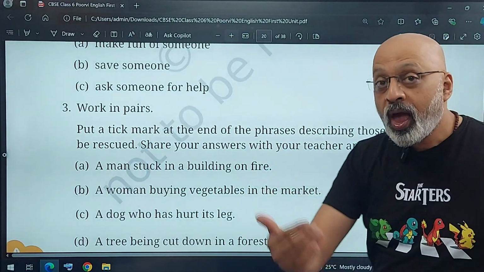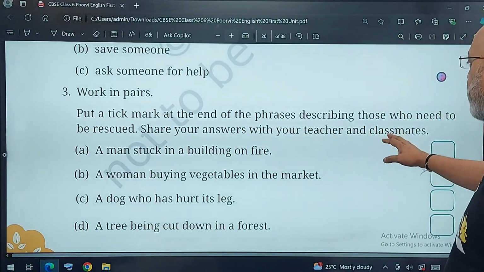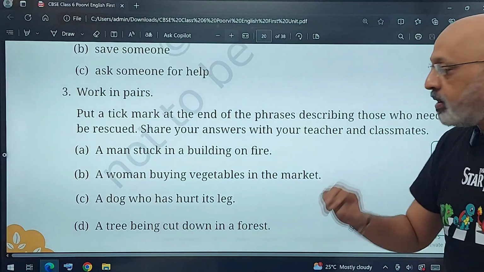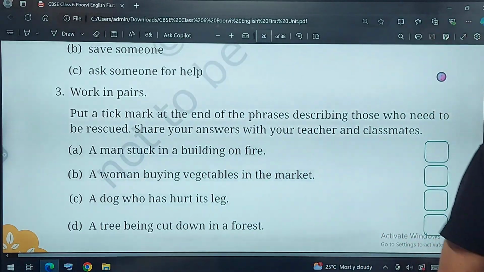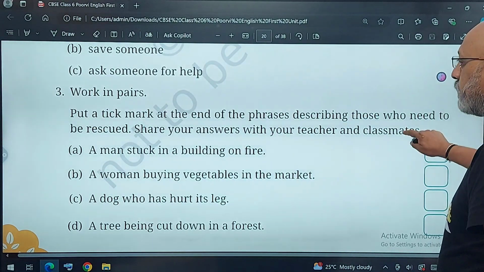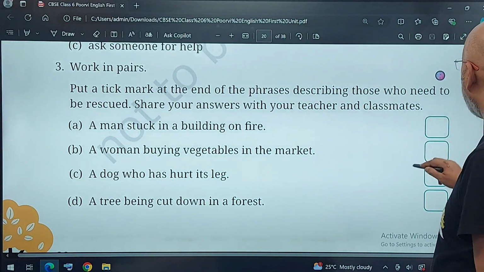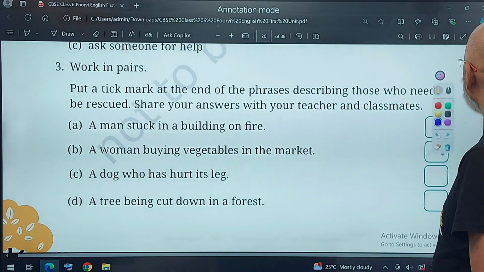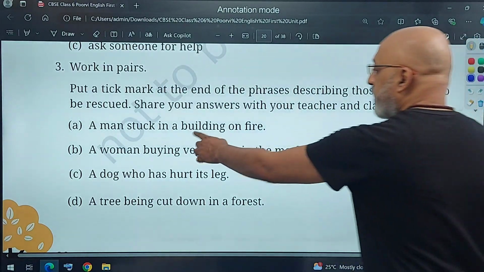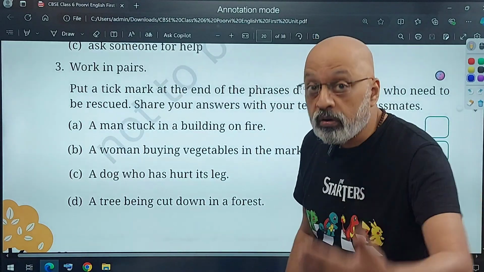Now this is for you and your classmate to work together. Okay, put a tick mark at the end of the phrases describing those who need to be rescued. किनको रेस्क्यू करने की जरूरत है, किनको बचाने की जरूरत है. Who need to be saved? A man stuck in a building on fire. Okay, किनको बचाने की जरूरत है? Let's do it together. You can do it with your classmate also. Okay. A man stuck in a building on fire. Yes, you need to save him. You need to rescue him.